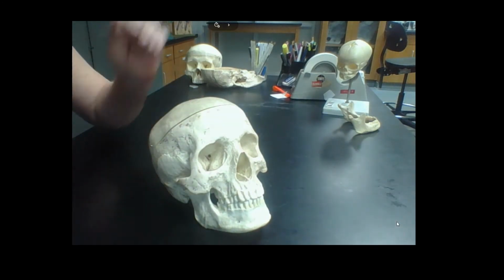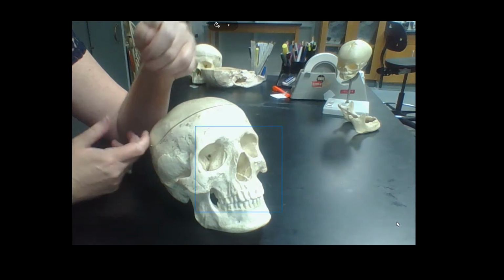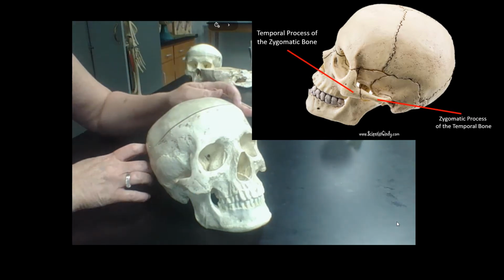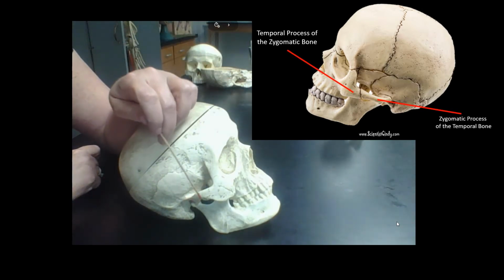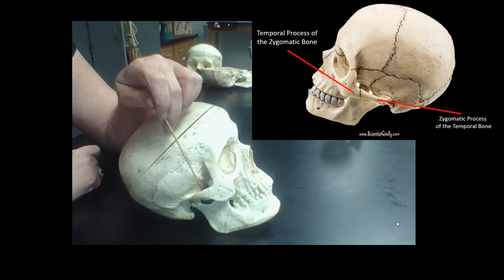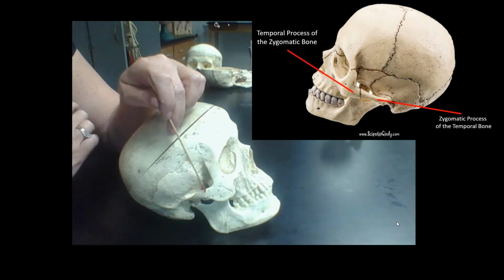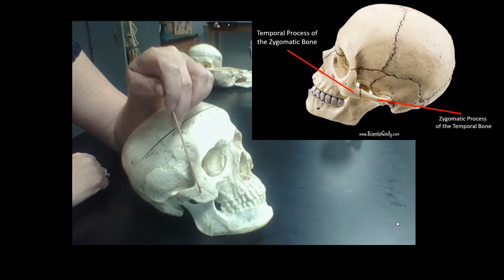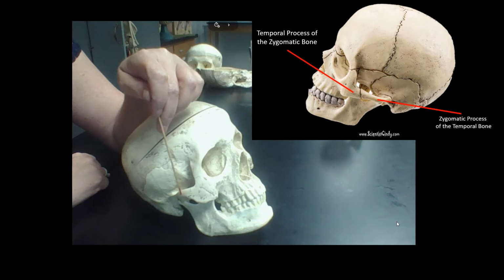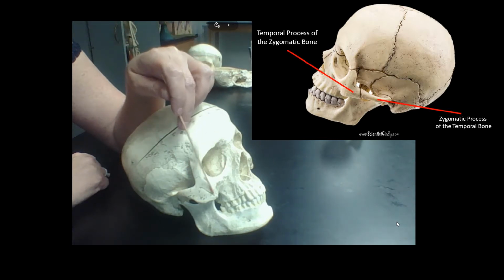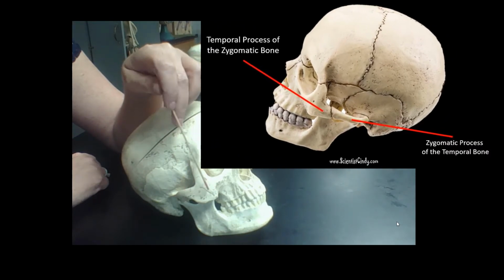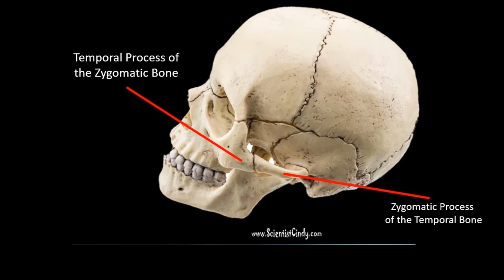Now, the zygoma also has a process, right? So this is the zygoma, right? And you might remember that this right here is the zygomatic process of the temporal bone. Okay. Well, there's something similar going on here. We've got the zygomatic bone, which is protruding and having this process reaching back to the area of the temporal bone. So this is called the temporal process of the zygomatic bone, or the temporal process of the zygoma.